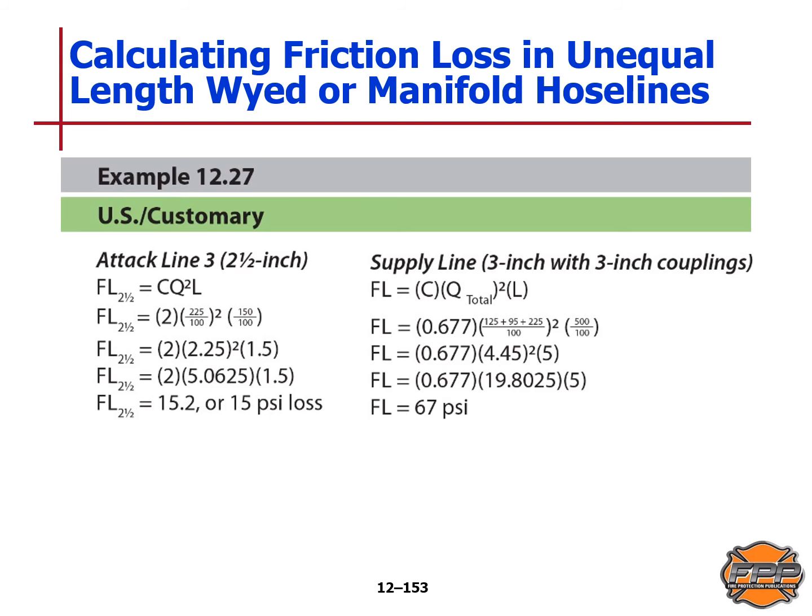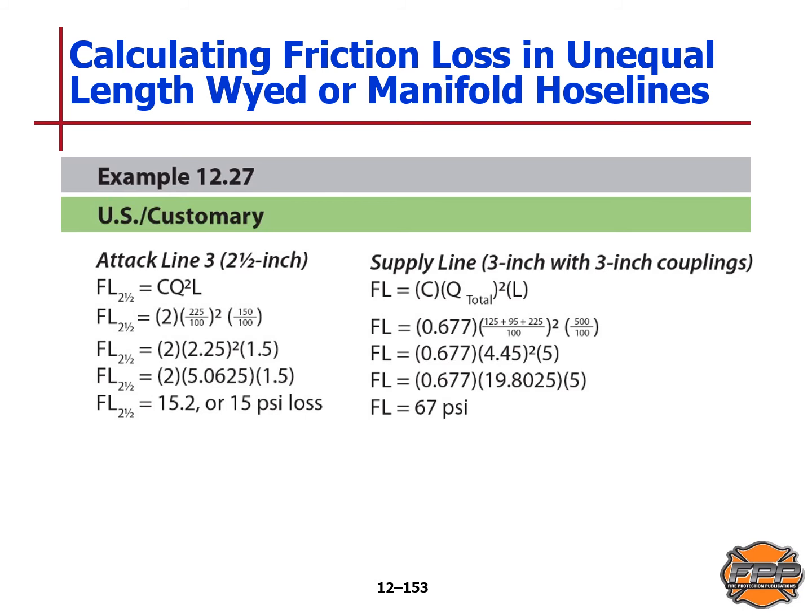Now let's look at the supply line, which is a 3-inch, with a 3-inch coupling. So we have friction loss equals C, which is our coefficient, times Q total, because it's a supply line, so it's our total gallons flowing squared times length. So our next line is friction loss equals 0.677. That's our coefficient from the table. And our next entry is 125 plus 95 plus 225 over 100. Those are the different hose lengths, and they're divided by 100 squared, times 500 divided by 100, which is hose length divided by 100.